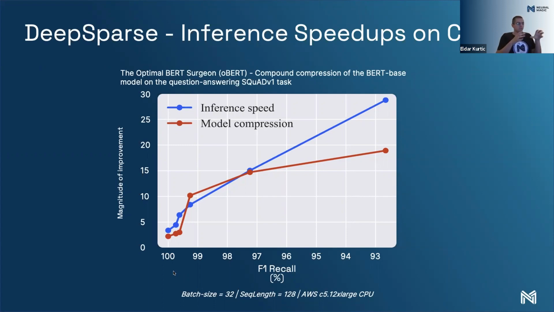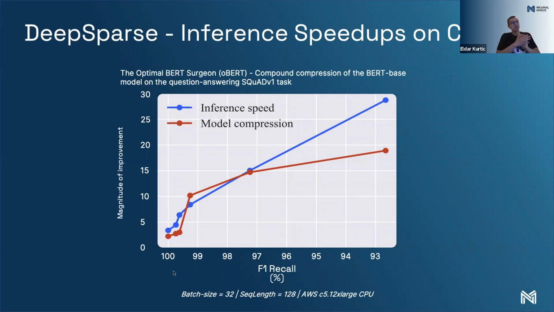So here, if we look, for example, at this 99% F1 recall line, we can see that if we allow our model to drop roughly 1% in accuracy relative to the dense baseline, we can get a model that is roughly 10 times smaller and roughly 8 times faster. And then if we allow a drop of, for example, 3% in accuracy, we can get models that are 15 times faster and 15 times smaller than the corresponding dense baseline.